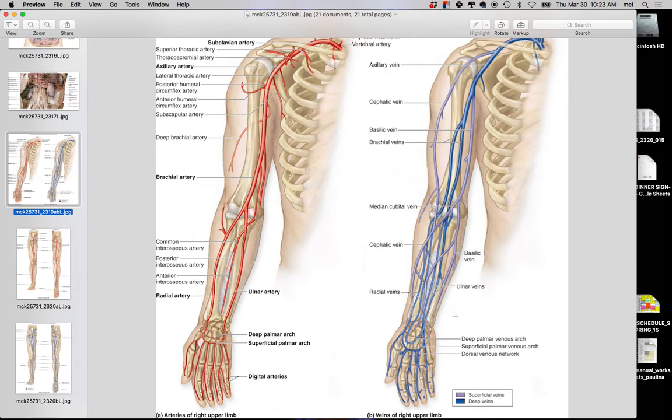So the basilic. Now the basilic goes all the way up, and it really dumps wherever it pleases. But the most common pattern is that it dumps somewhere into either the brachial or the axillary vein.